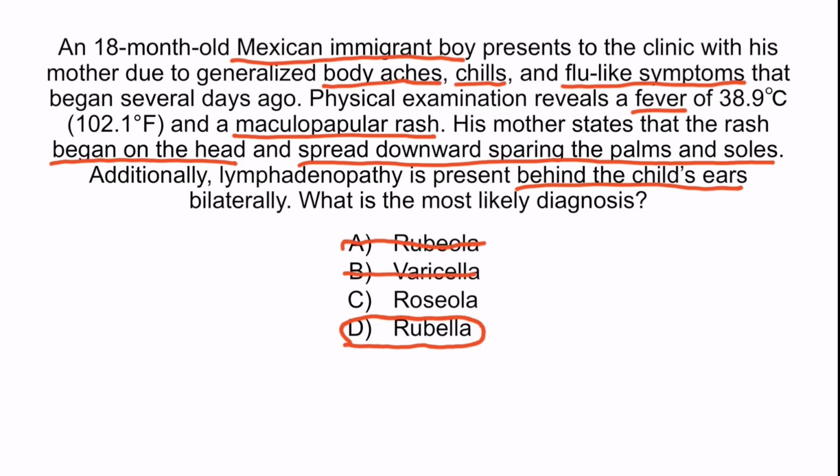Answer choice B is incorrect because varicella, which is also known as the chickenpox, presents with a rash that starts on the trunk and spreads outward. Varicella also shows a rash in mixed stages of macules, then vesicles, which then rupture and crust over.